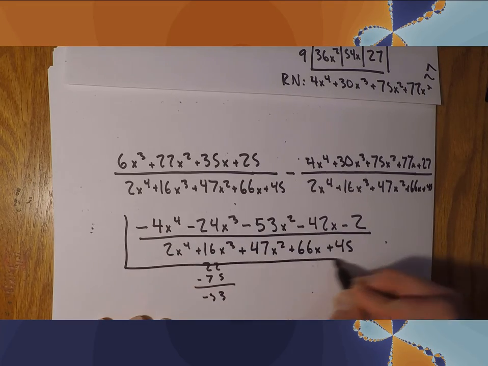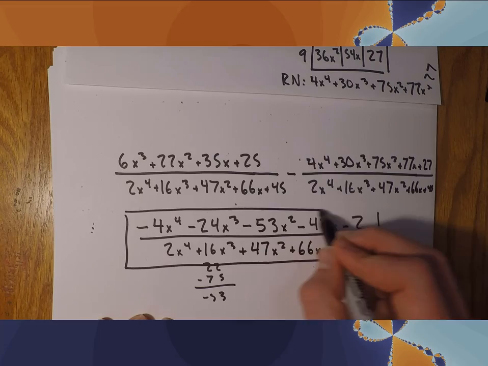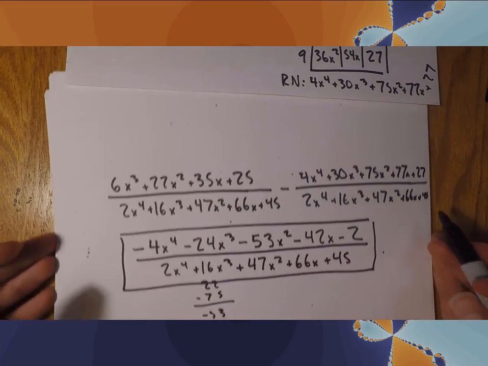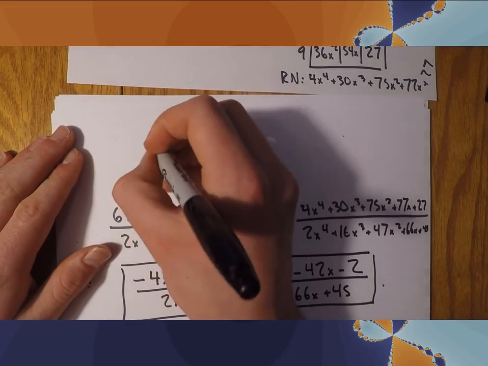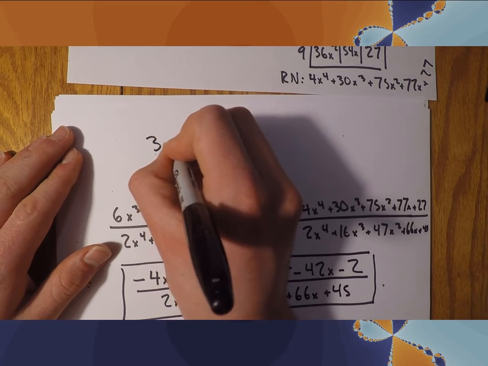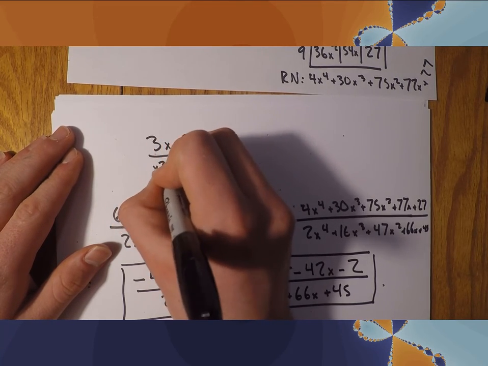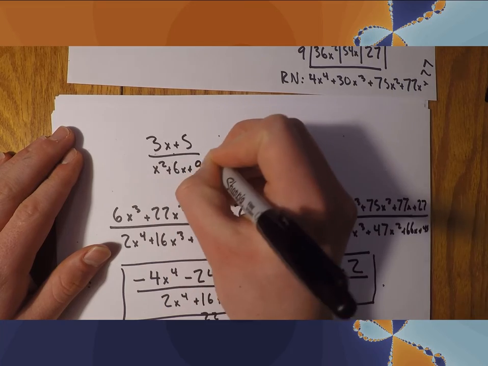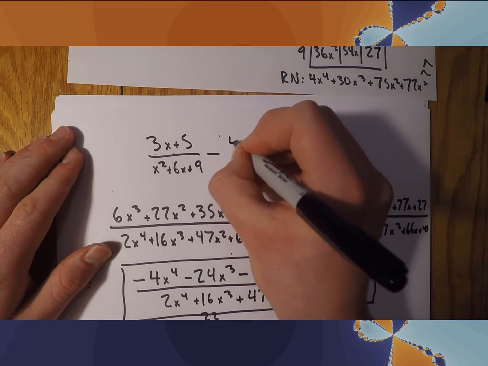So there you have it. That's the big, ugly, nasty looking answer to the problem: 3x plus 5 over x squared plus 6x plus 9. I'm just going to write it out quickly. You probably already are sick of this problem.